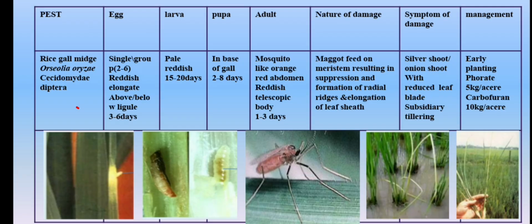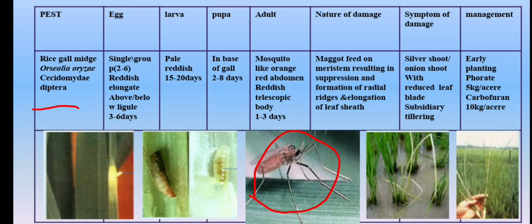The next pest is rice gall midge. Scientific name is Orseolia oryza, belonging to the family Cecidomyiidae and order Diptera. We all know the Dipteran order includes all the flies. Generally, mosquito also belongs to the Diptera, housefly also belongs to the Diptera. So this gall midge also belongs to the Diptera. It is a fly. It is a very small insect looking like a mosquito.